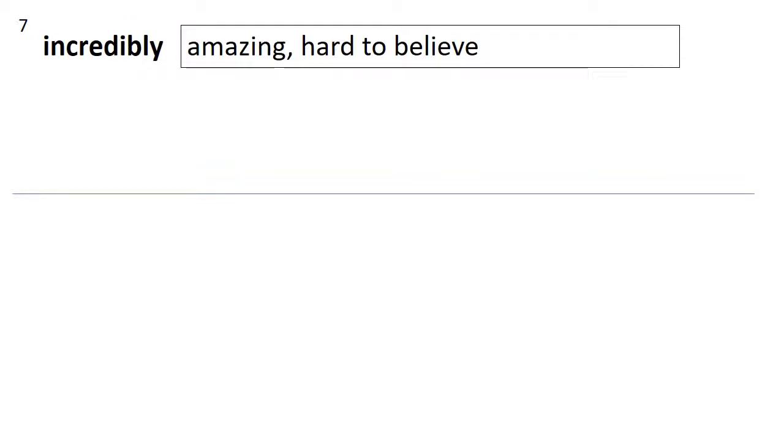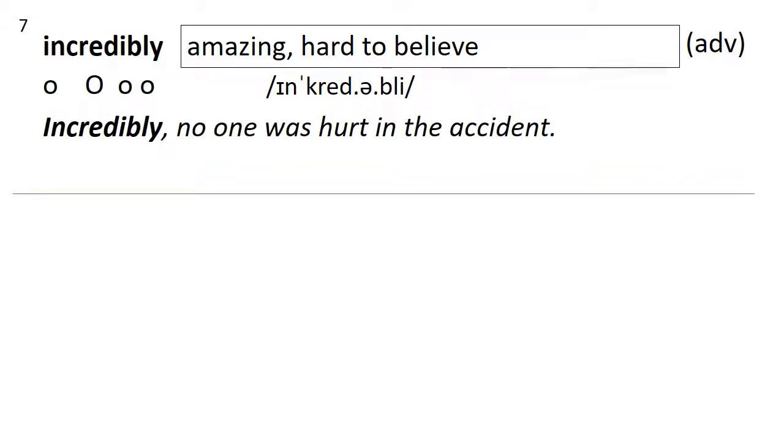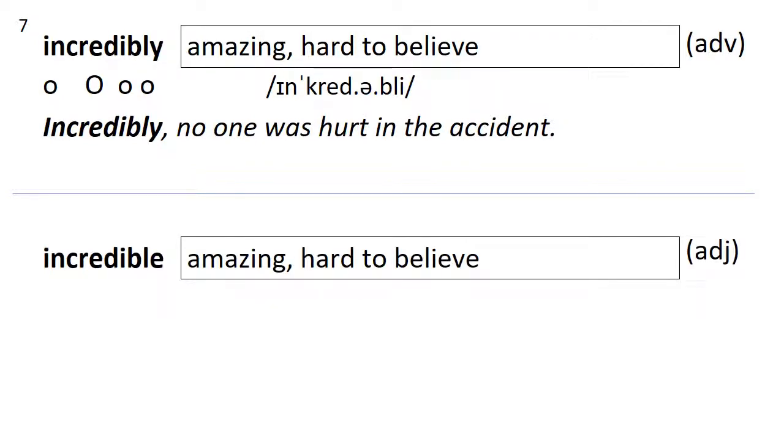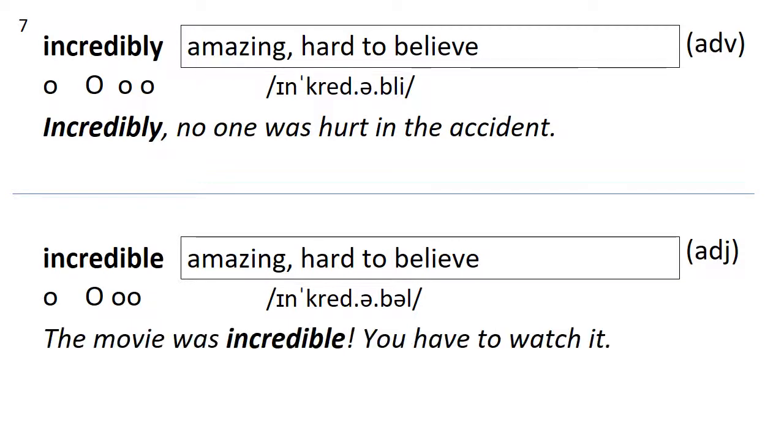Next we have incredibly. Incredibly means amazing or hard to believe. It's an adverb. How many syllables are in incredibly? There are 4. Stress on the second. Incredibly. Incredibly, no one was hurt in the accident. That comes from the word incredible. Same meaning, but it's an adjective. How many syllables in incredible? 4. Stress on the second. Incredible. The movie was incredible. You have to watch it.